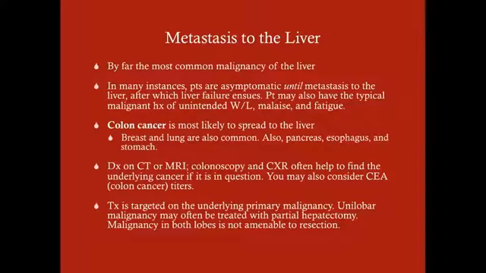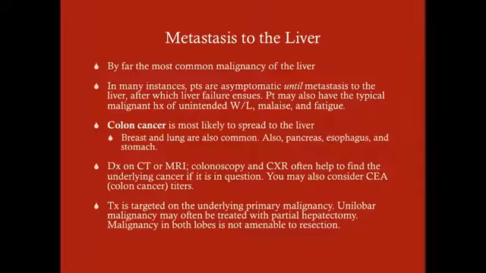All right, now the most common malignancy of the liver is secondary malignancy, metastasis. And I think it's like 90% of cancerous tumors of the liver are actually metastases, not primary hepatic tumors. In many instances, patients are asymptomatic until metastasis to the liver. And then at that point, what you're going to see is right upper quadrant pain and liver failure. So you may see jaundice, as well as some of the other symptoms characteristic of liver failure, asterixis, hepatic encephalopathy. The patient can also have the typical malignant history, which would be unintended weight loss, malaise, fatigue, fever.